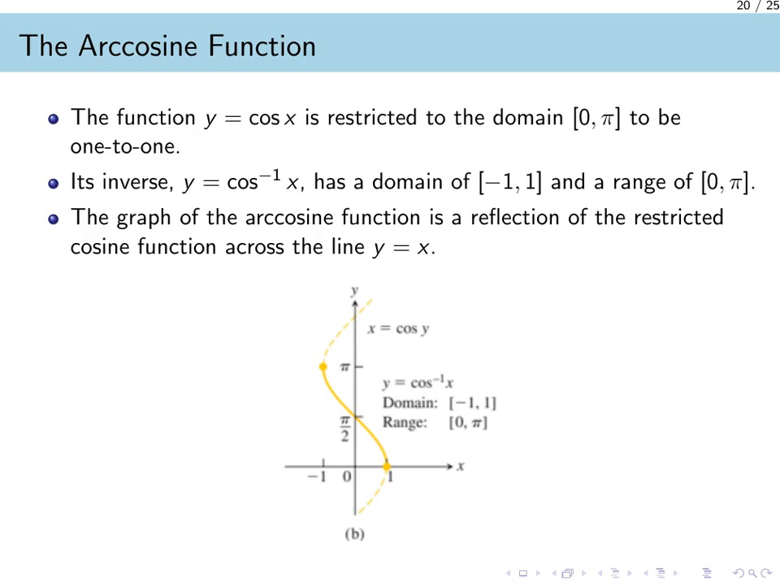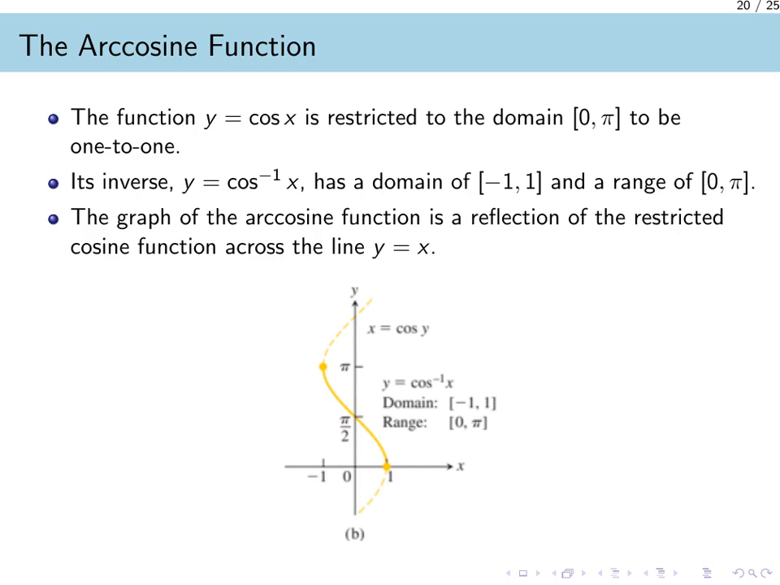By swapping the roles of the input and output, we find that the arccosine function has a domain from -1 to 1 and a range from 0 to pi. Visually, its graph is a reflection of our restricted cosine graph across the line y equals x.